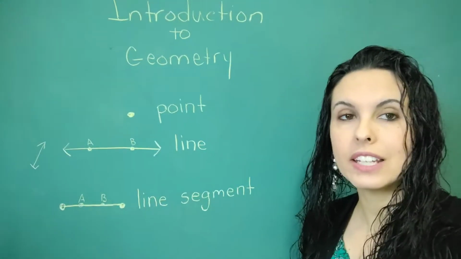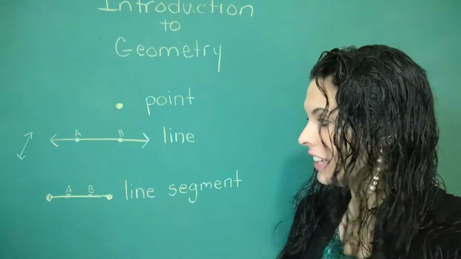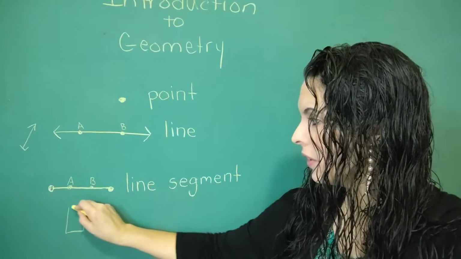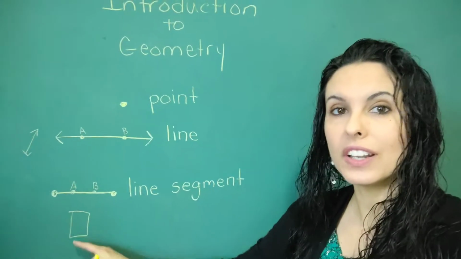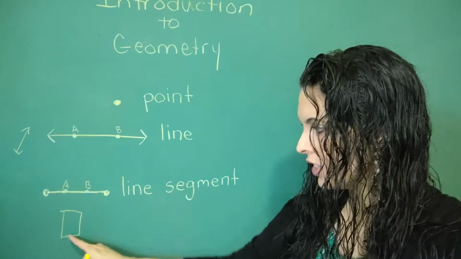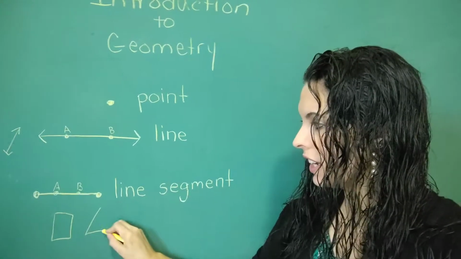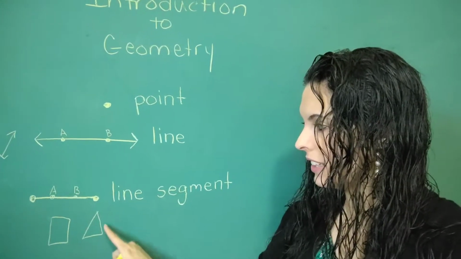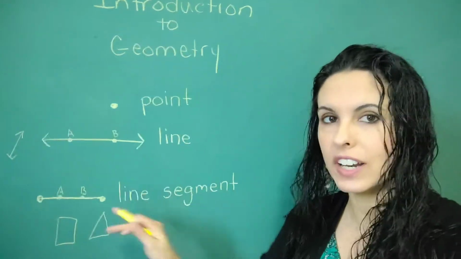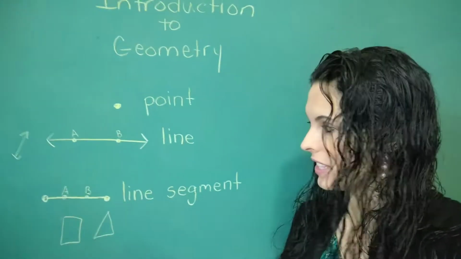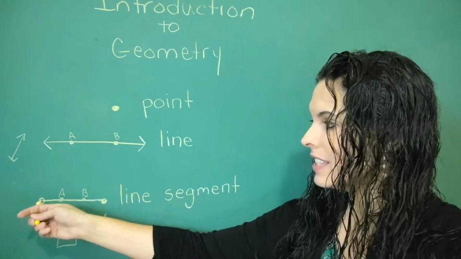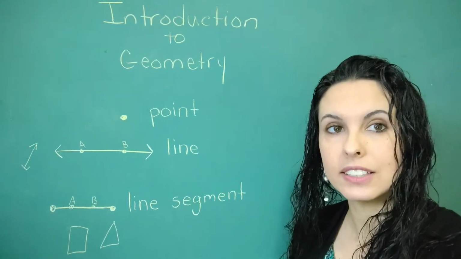So you can see line segments in regular life. So if I drew a window, this is made up of 4 line segments. So 1, 2, 3, 4. So if you looked at a triangle, that's made up of 3 line segments. They don't go on forever and ever. They have end points. They stop. So remember, a line segment is part of a line.